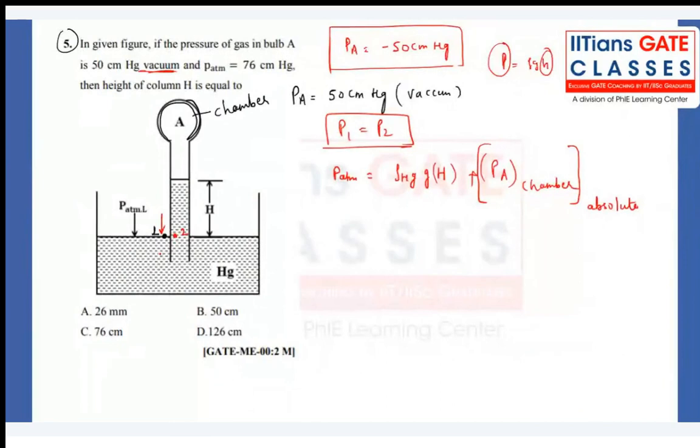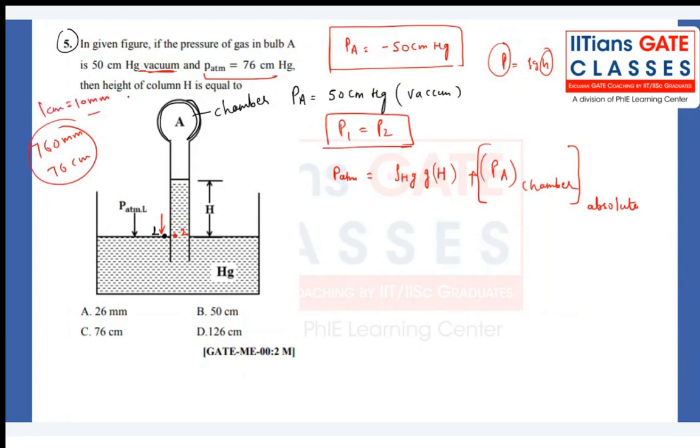For the pressure in a particular chamber, if I want to state the gauge pressure, what is the gauge pressure? That is nothing but minus 50 centimeter mercury, right? And the atmospheric pressure, we know, is 760 mm or 76 centimeter, both are the same thing. 1 centimeter is what? 10 mm. No problem at all.